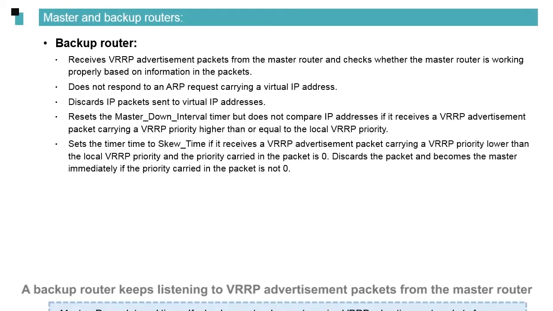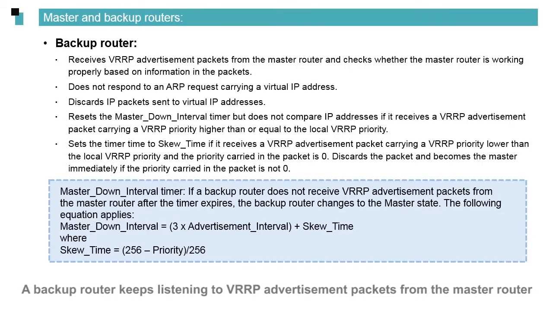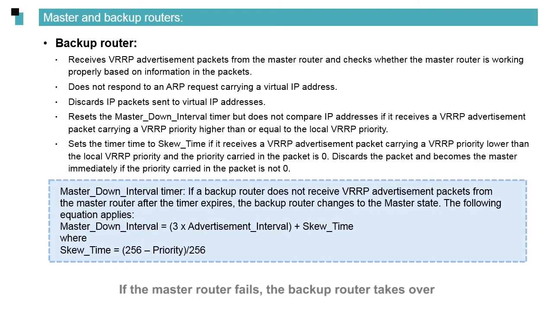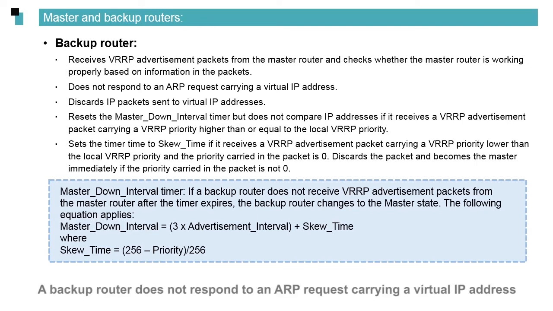A backup router keeps listening to VRRP advertisement packets from the master router. If the master router fails, the backup router takes over. A backup router does not respond to an ARP request carrying a virtual IP address and discards all packets sent to the virtual MAC address and virtual IP address.